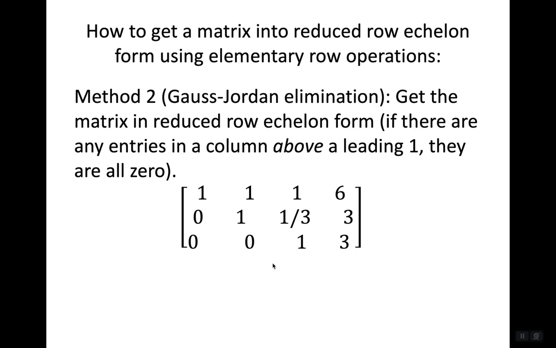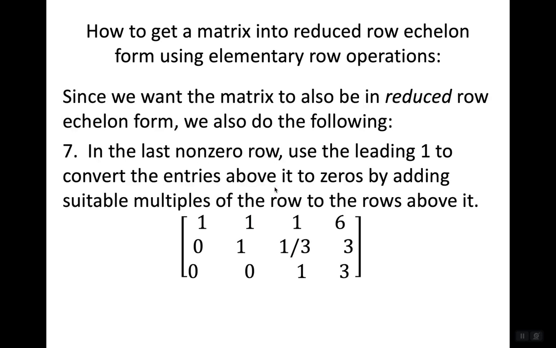Again, what we want to do is get the matrix in reduced row echelon form. If there are any entries in a column above a leading 1, they're all 0. So we just finished Gaussian elimination. We get it in row echelon form. Now we're using Gauss-Jordan elimination to get in reduced row echelon form. Again, any entries above a leading 1, we need to make these zeros. So we need to get rid of this guy and this guy here.